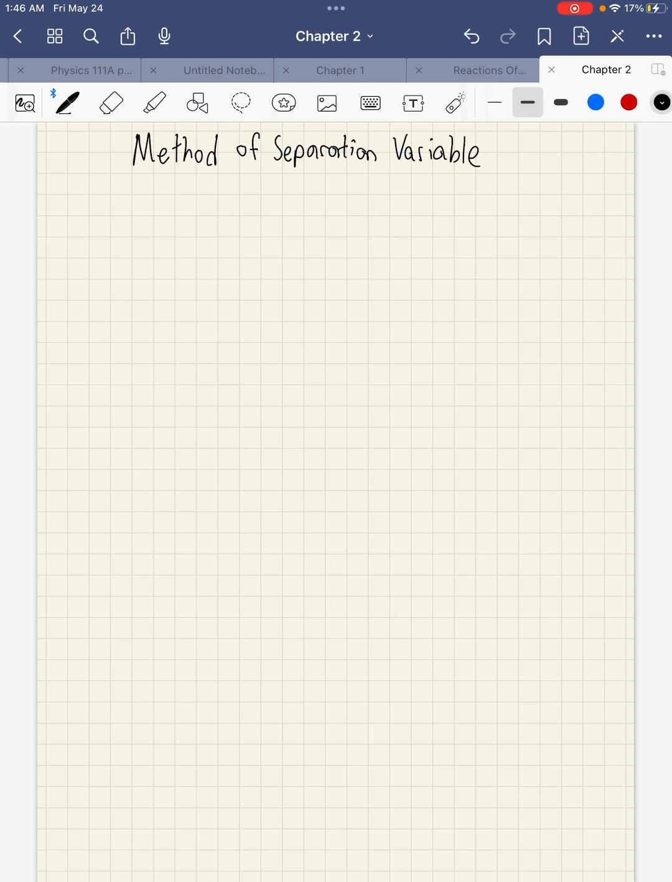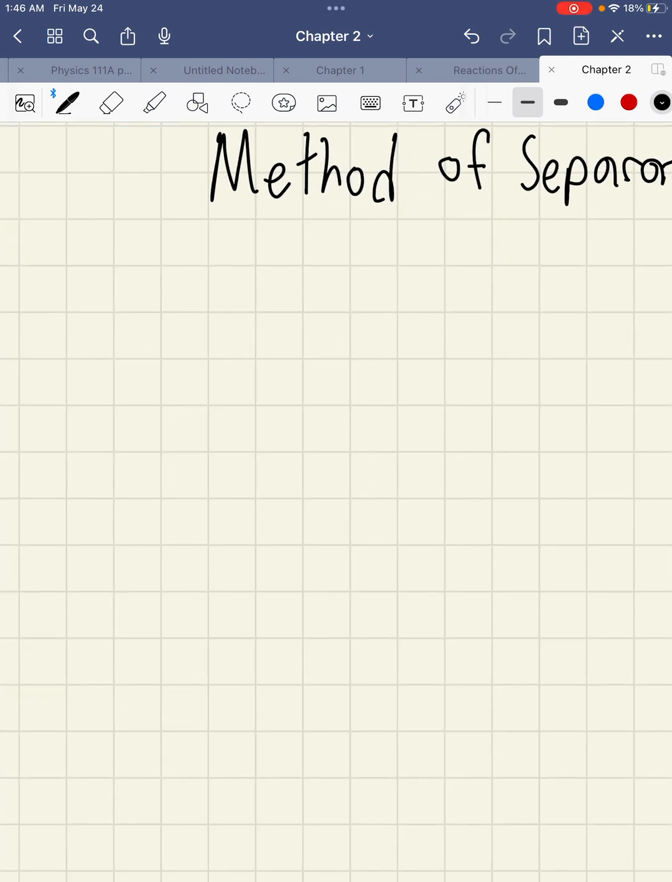And lastly, we're going to talk about the orthogonality of the functions, which is also very important while we are solving these PDEs using this method. So first, let's start to talk about the method of separation of variables.